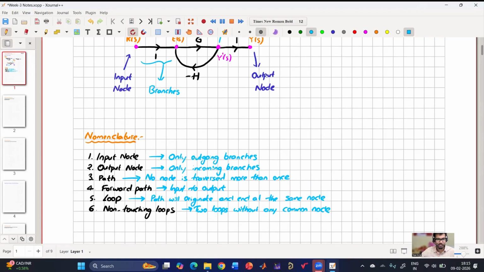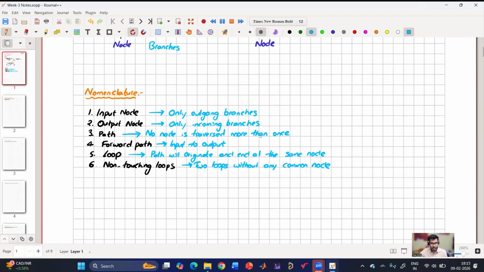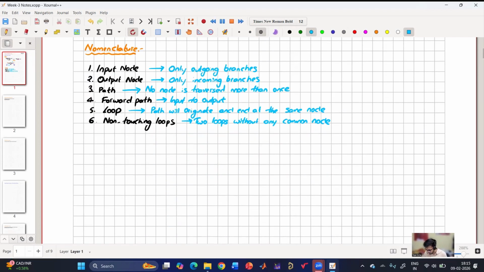In the above example, it is simple and straightforward, so we don't have more than one loop. So it is difficult to understand what is what. So we'll take an example. But before that, let us write Mason's gain formula. I hope everyone is following. If you have any doubt, please stop me at any time.